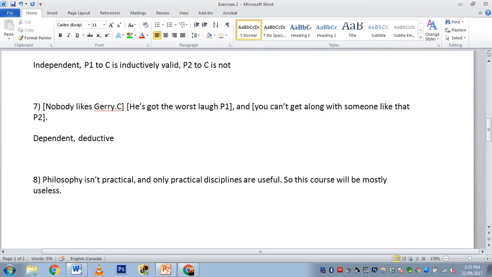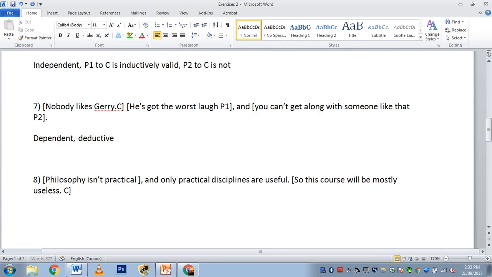Deductive. So philosophy isn't practical, and only practical disciplines are useful. So this course will be mostly useless. So what's the conclusion? Yeah, you got it. This course will be mostly useless. This is the thing that maximizes the evidence of the rest of it. So the rest of it looks like good reasons to believe this conclusion, if true.